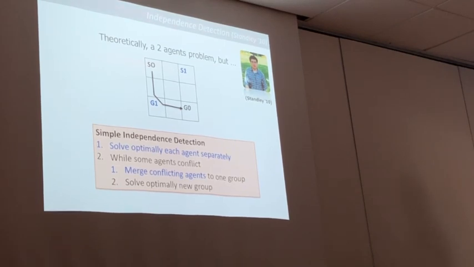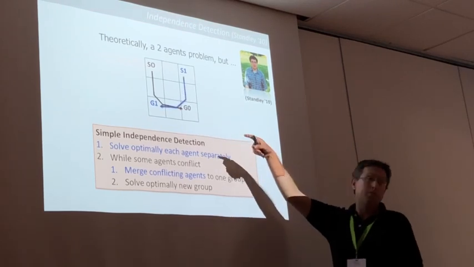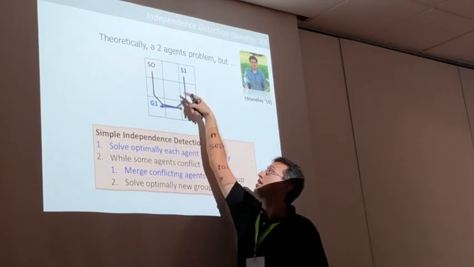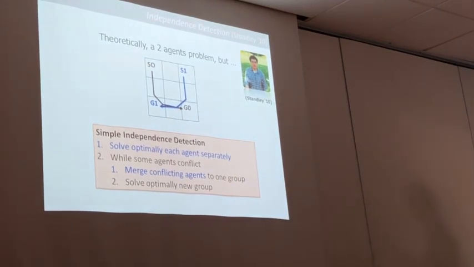Agent 1 now plans ignoring agent 0. How many options does it have? It has lots of options, right? There is a lot of symmetry. It can go this way, and this, and this. There are a lot of options, but it doesn't know. So let's say, unfortunately, it chooses this path.